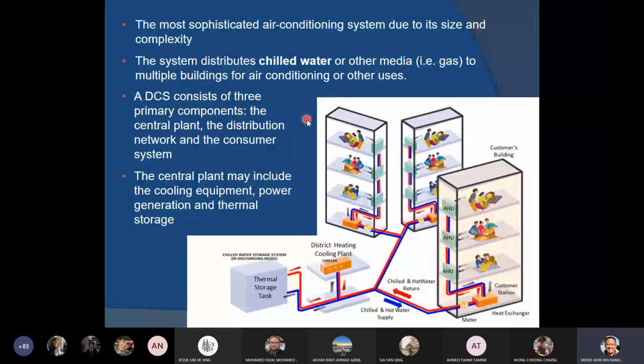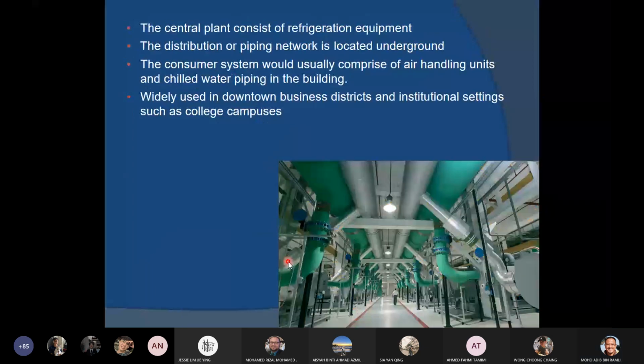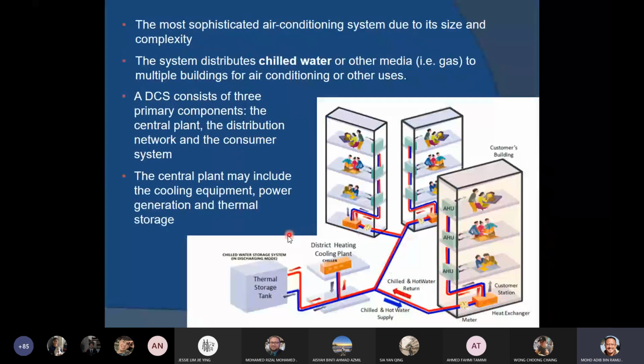Okay, the DCS consists of three primary components: the central plant, the distribution network, right? This is the most important thing, the distribution network, and the consumer system. Okay, this is the customer station, the consumer system. The central plant may include the cooling equipment, power generation, and thermal storage. Okay, the distribution piping network is located underground, connecting just like this. So you just imagine, this is the ground. So the pipes all travel underground from the district cooling plant to each of the buildings.